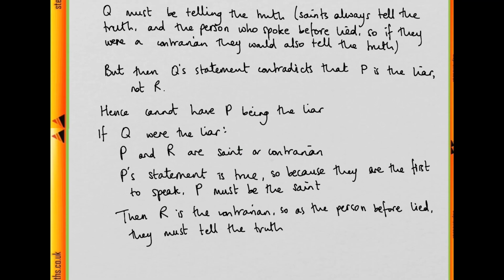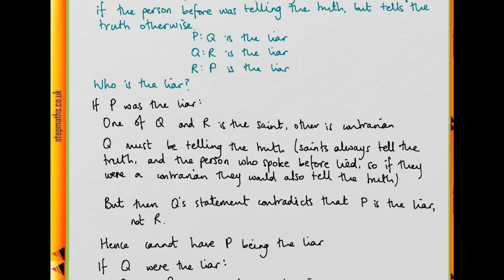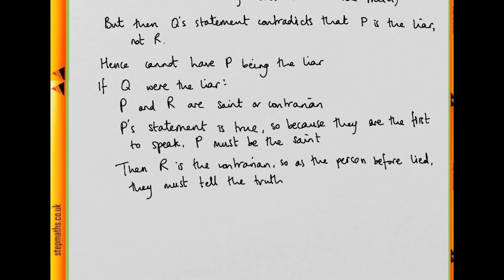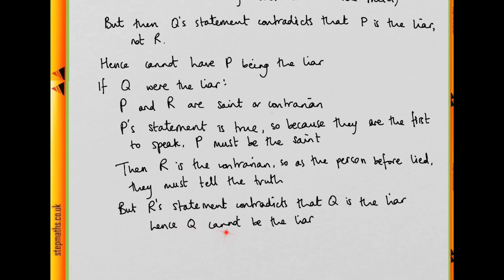Then if R is telling the truth, that must mean that P is the liar. But we know that's not true. We know P is the saint. So here we have a contradiction, and we see that things don't work if Q were the liar. So we can't have Q being the liar either. Well, then the only option that leaves us with is R being the liar.